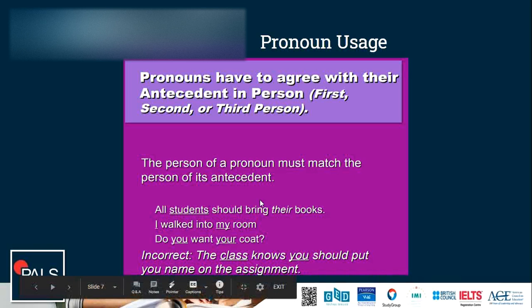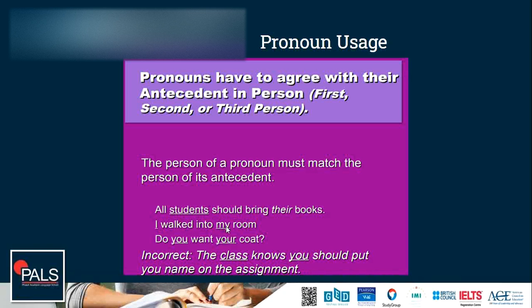They must agree with their antecedent. I is considered the first person, so of course the following pronoun must also agree with the antecedent pronoun, so it should follow the first person objective case. Students must agree with their.